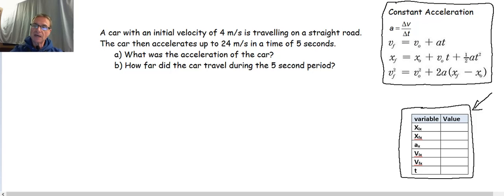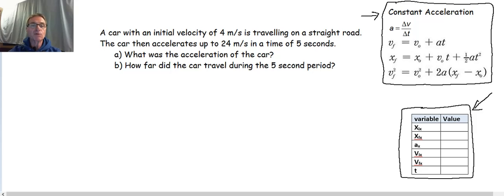So first I have my set of equations up here. These are my tools that I'm going to use in order to solve these problems. So it says that a car with an initial velocity of 4 meters per second is traveling on a straight road. So it's going in a straight path. The car then accelerates up to 24 meters per second in a time of 5 seconds.